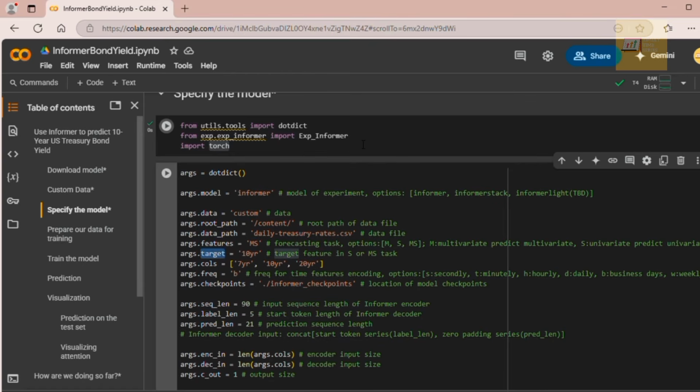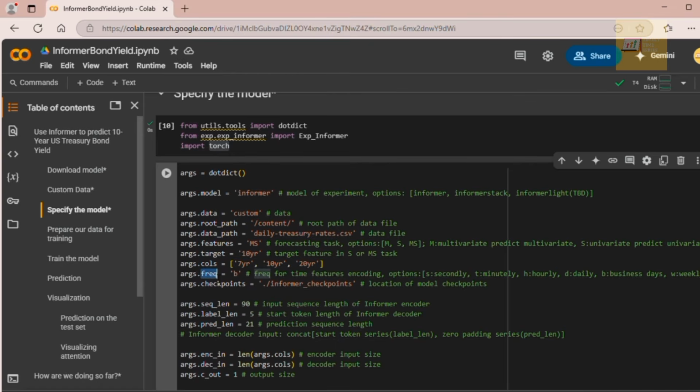The next parameter is target. For this parameter, we put the name of the column in our data set that we want to use as our target. Since we want to predict the bond yield for the 10-year bonds, the name of the column is 10YR. The next parameter, cols or columns, these are the columns that we want to use. Again, we have to put in a list of column names that exist in our dataset.